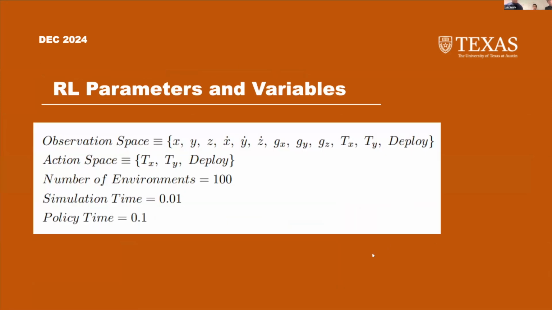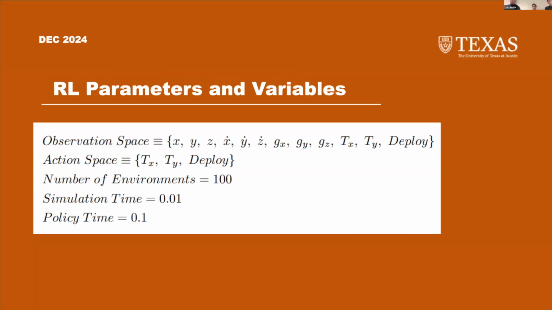So here are some of our RL parameters and variables. Our observation space consists of position and velocity of the drop drone and the position of the goal, as well as the thrust XY and deployment. And the action space is the thrust XY and deployment. And we have the actions as part of the observation space because the past actions may influence the current ones. For example, if we know that it's already deployed, we don't want to deploy again.